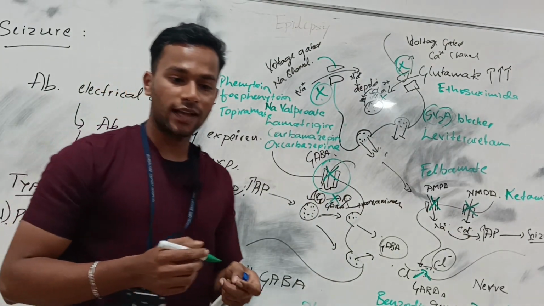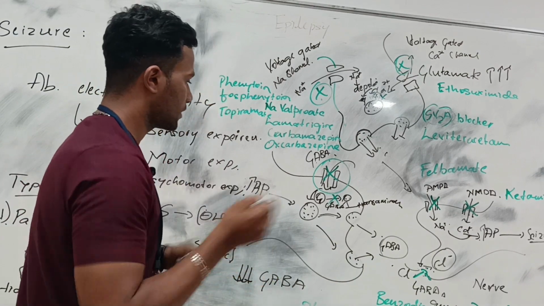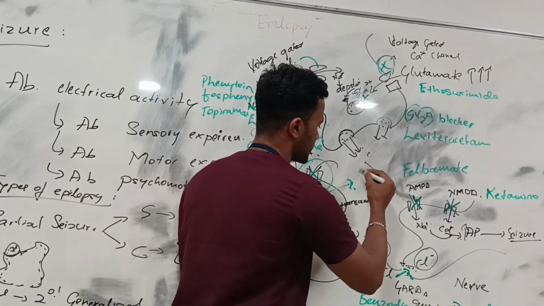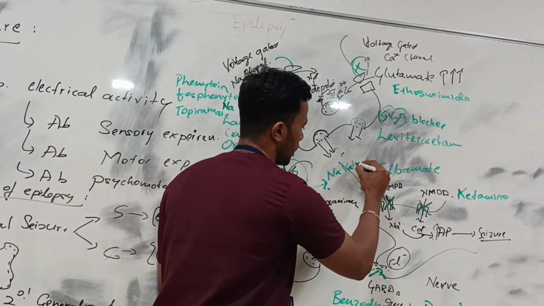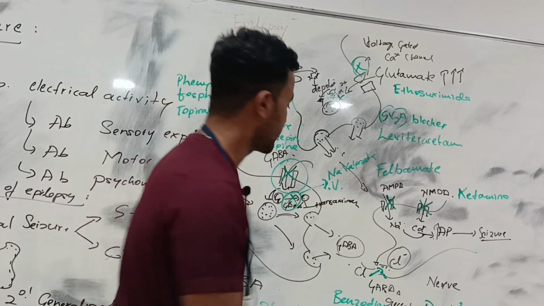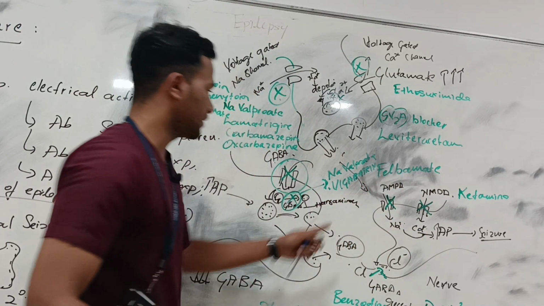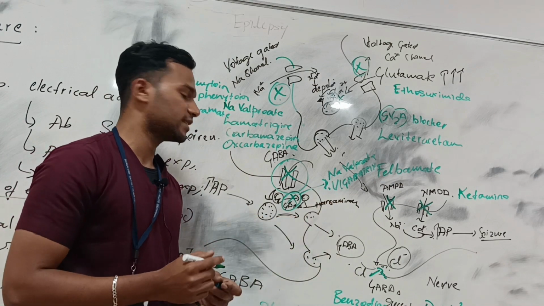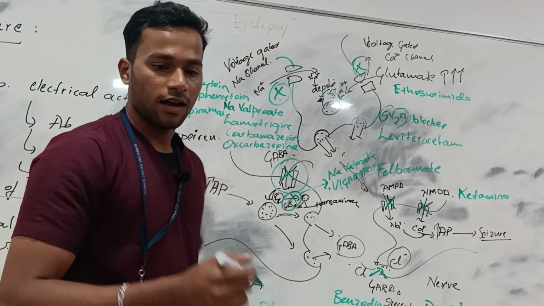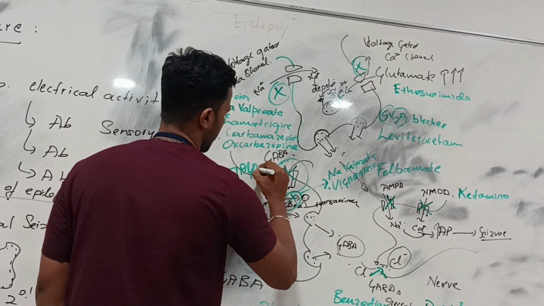Then the other drugs act as GABA transaminase inhibitors. Here one famous drug comes, that is sodium valproate. Another is vigabatrin. So these are the drugs which inhibit the GABA transaminase. Another class is GABA reuptake inhibitors. One drug there is not majorly used, tiagabine.